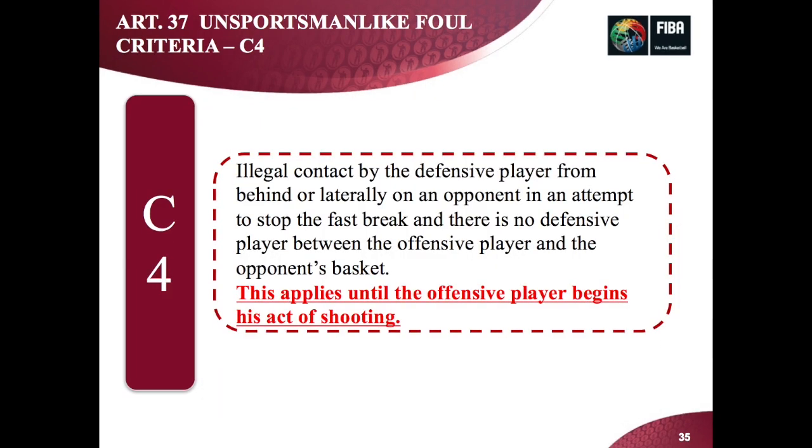Bill, moving along to C4, a lot of participants will be very familiar with this rule. It talks about illegal contact by the defensive player from behind or laterally on an opponent in an attempt to stop a fast break, and there is no defensive player between the offensive player and the opponent's basket. This applies until the offensive player begins his or her act of shooting.